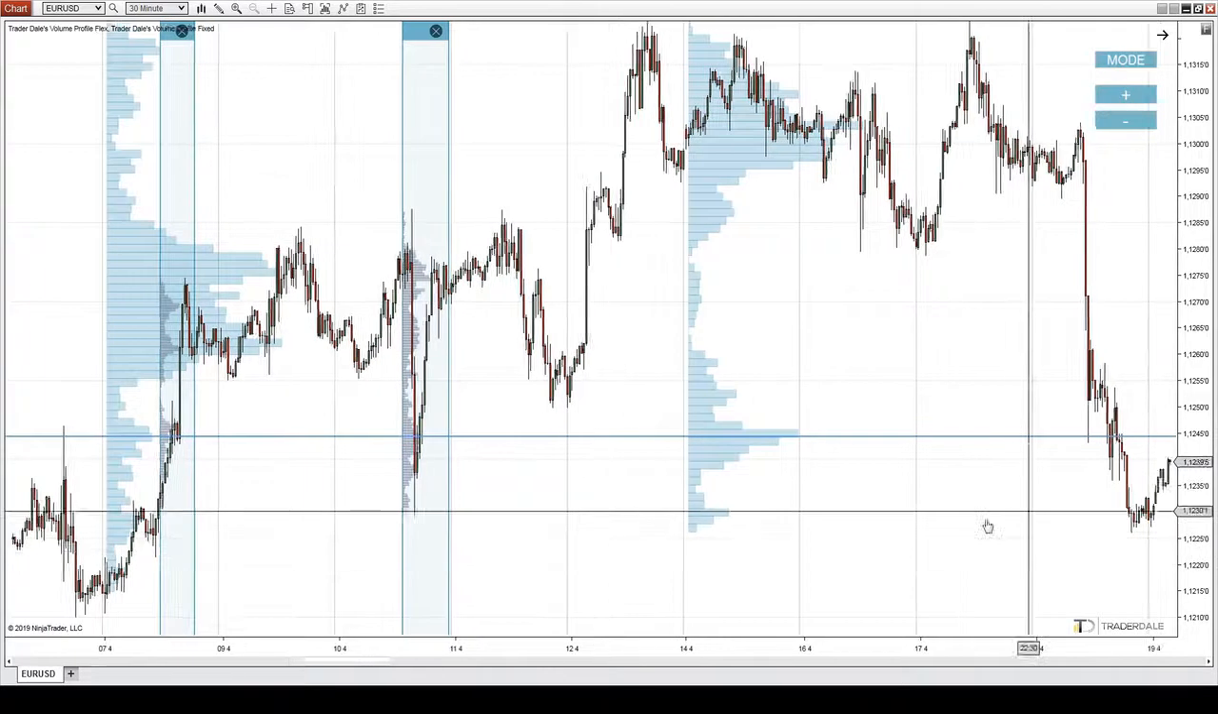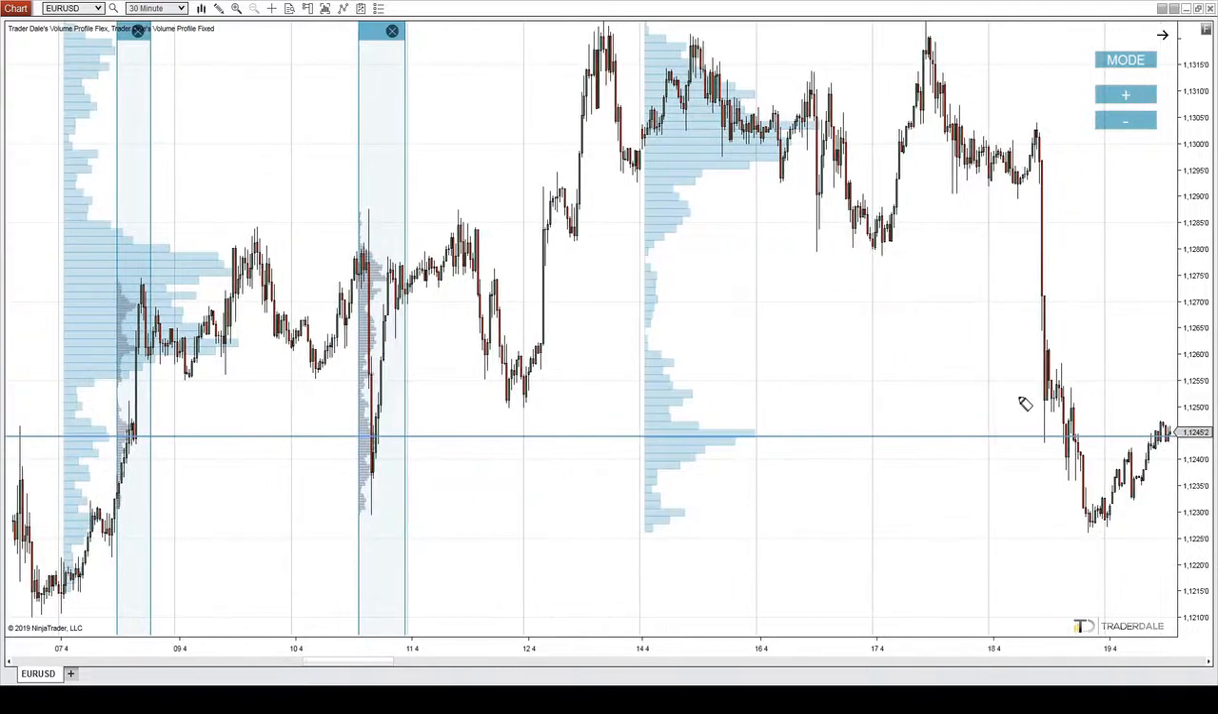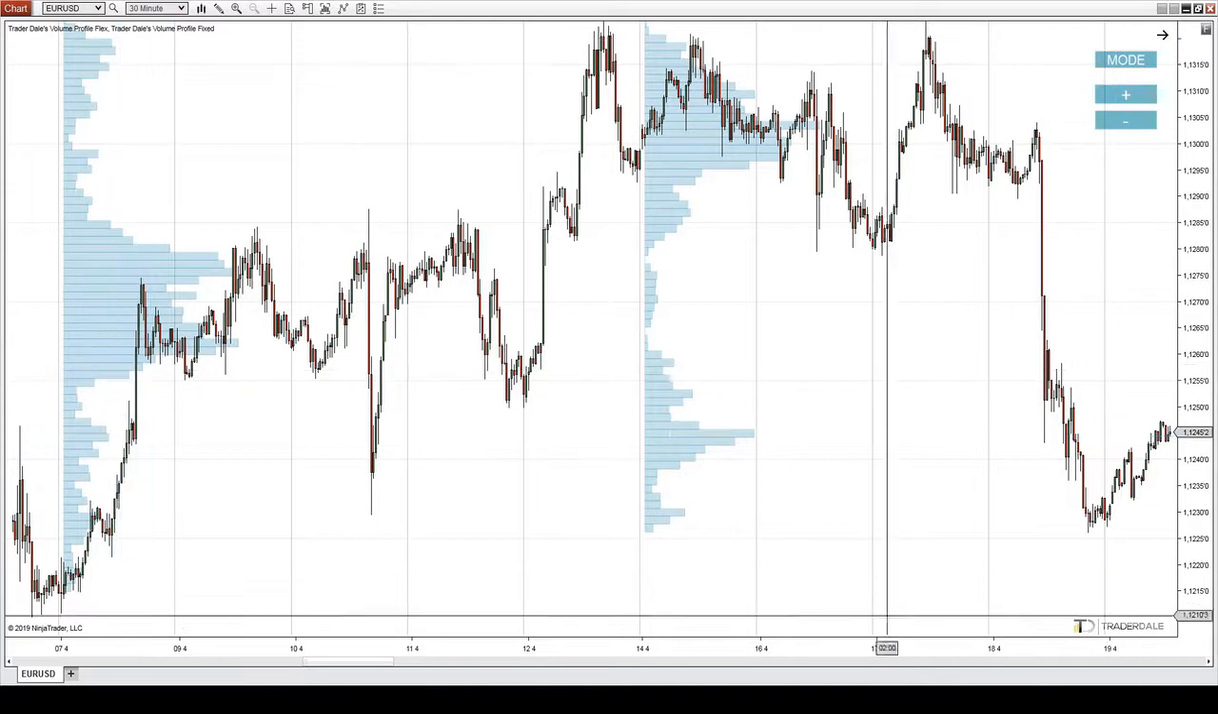Let's now have a look at how it worked. Here we go. Very nice reaction, very sharp and very precise. Basically stopped this sell-off. It's just like the price hit a wall and it turned. Pretty cool, right?